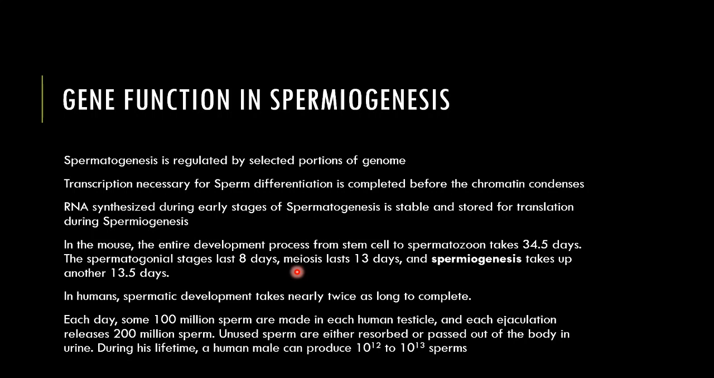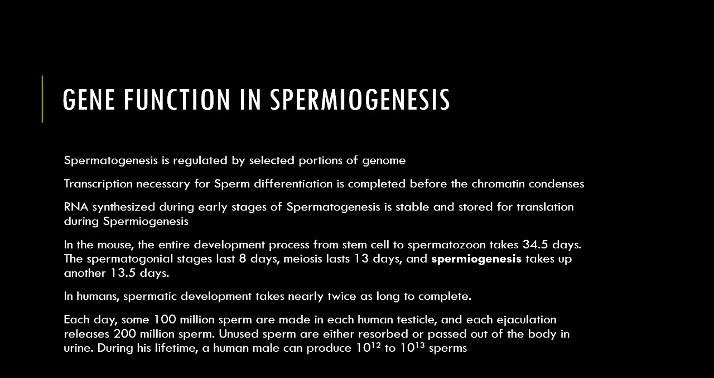Now, in case of mouse, this entire developmental process, starting from the stem cells to the spermatogonia, to the formation of primary and secondary spermatocytes, formation of spermatids, and then the final formation of the spermatozoon, takes 34 and a half days, where the spermatogonial stage takes 8 days, meiosis lasts 13 days, and spermiogenesis takes another 13 and a half days. In humans, it takes nearly twice as long to complete.